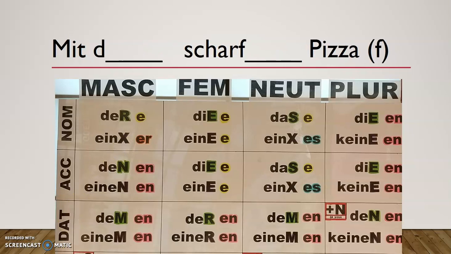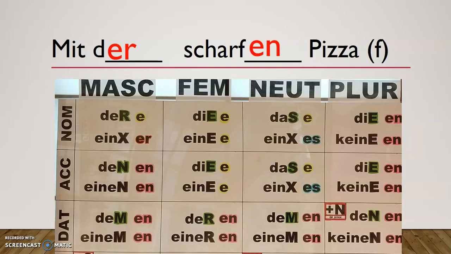Now this next one, we have the preposition mit before Pizza. So we are going to be using the dative case. So we look at dative, and we look at feminine. And we are looking at this box here. And to figure out the ending, we just apply that to what we have up above. And we get mit der scharfen Pizza. Let's take a look at the next one.